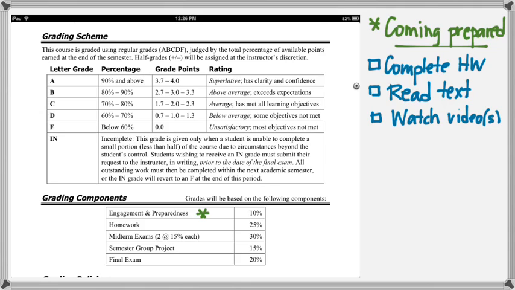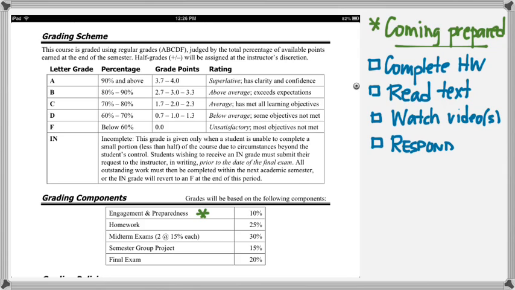So between reading what Lay has to say about linear algebra and then watching videos, some of which will be produced by me and some of which might be other publicly available videos on places like Khan Academy, through the process of reading text and watching videos, you'll be prepared to come and solve problems on the material of the next day's class.